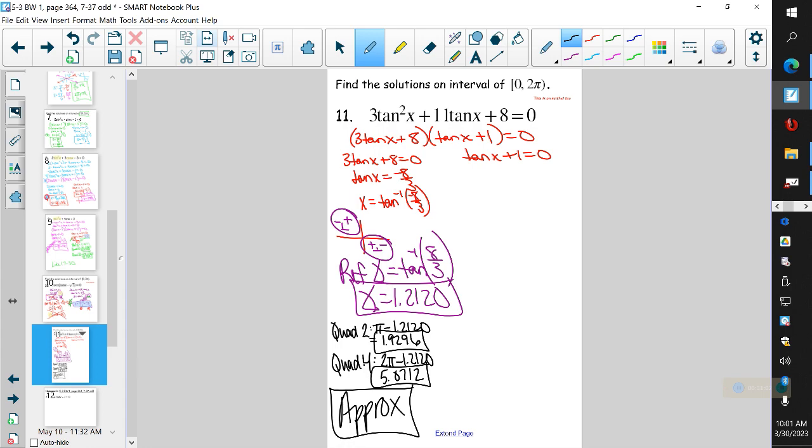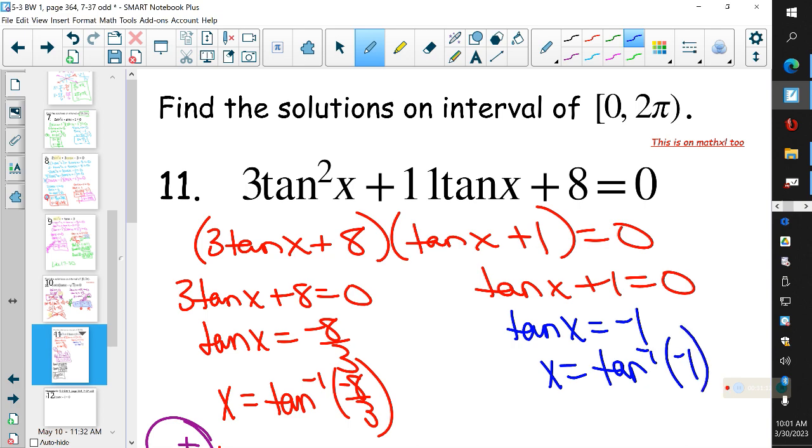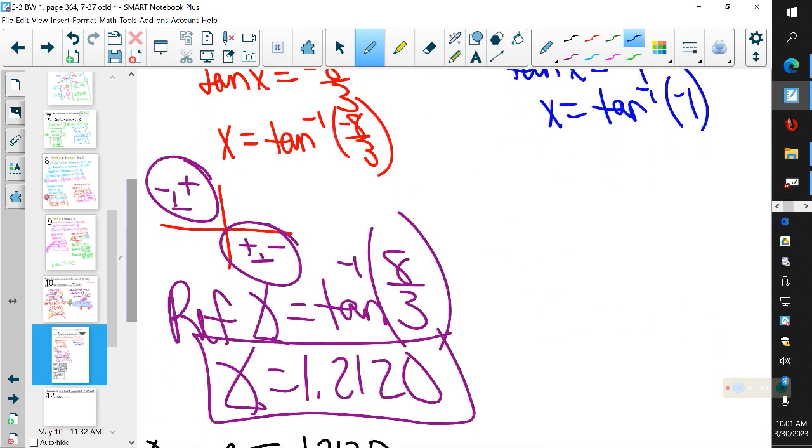So we've solved the left-hand side. Now we need to solve the right-hand side. So how do I do that? I need the tangent of x is equal to -1. So when do I have a tangent being -1? Okay, well, what quadrants are we negative in? Well, we already talked about that over here. We're in quadrant 2 and we're in quadrant 3.